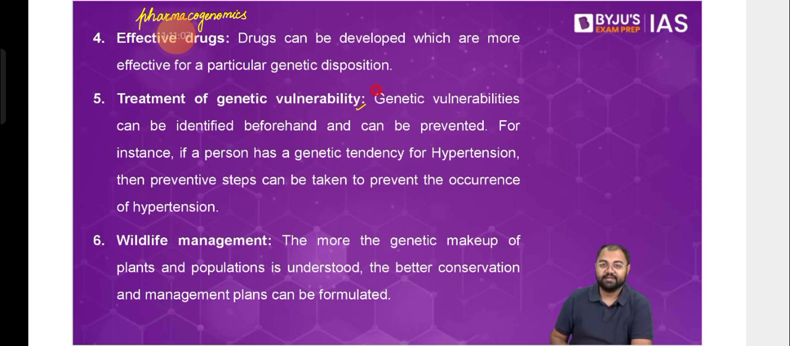Then, treatment of genetic vulnerabilities. There also DNA fingerprinting can be very, very useful because with the help of DNA fingerprinting, we can find out the defects in the gene. We can find out what needs to be treated, and then it can be treated accordingly. We can find out the ways in which it can be treated.